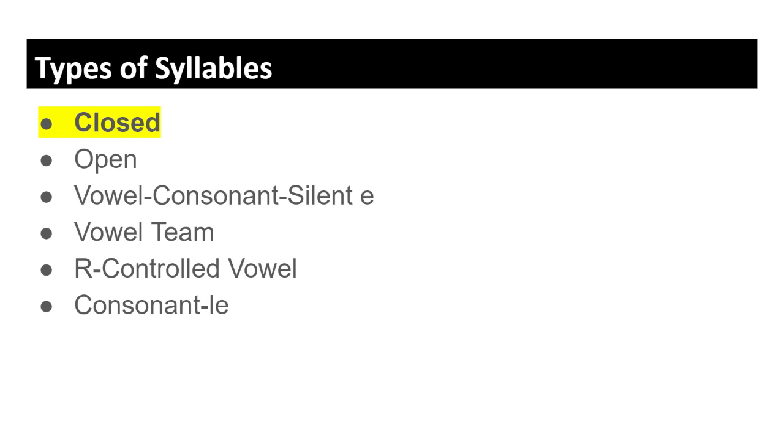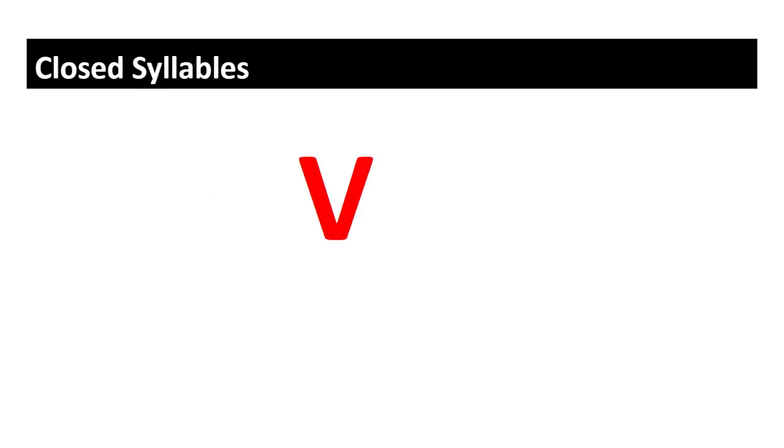One way that we can help understand how to pronounce the vowels is to understand the types of syllables. So, the type of syllable we're going to be looking at today is called a closed syllable. In a closed syllable, a word or part of a word contains a single vowel. This is followed by one or more consonants.